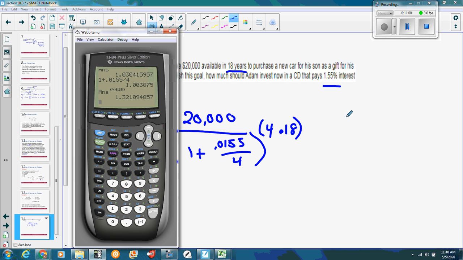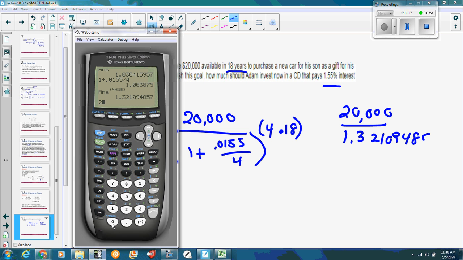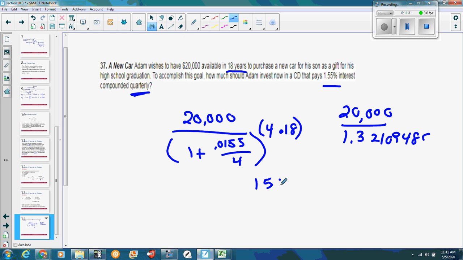So I got 20,000 over 1.321094857. So then I just divide. So in my calculator, all I have to do is do this, 20,000 divided by, and it'll throw in that answer for me so that I don't have to retype it. And that's my answer. So he needs to have on hand to get that amount of money, $15,138.96. Okay, so those are the two types of questions that you need to be able to do for this section.